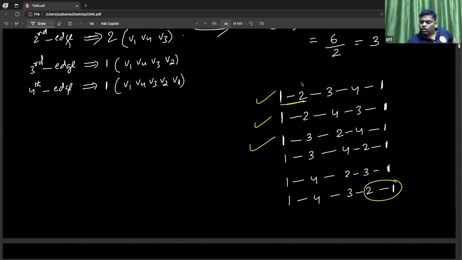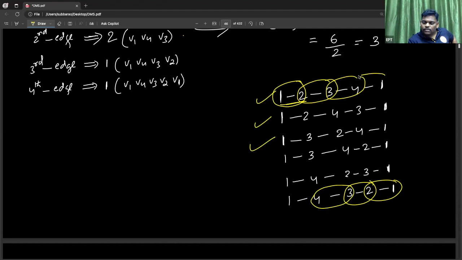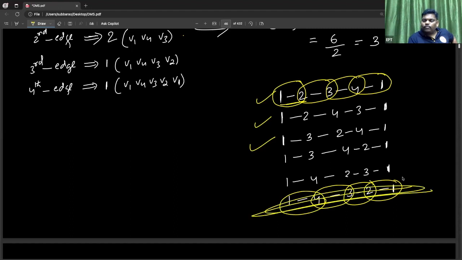Is 1, 2 there in the last one? Yes. Is 2, 3 there in the last one? Yes. Is 3, 4 there in the last one? Yes. Is 4, 1 there in the last one? As it is, a copy. Who bothers about order? So take only one. Next one. Can you check again? I think two more we have to delete. Let's verify.